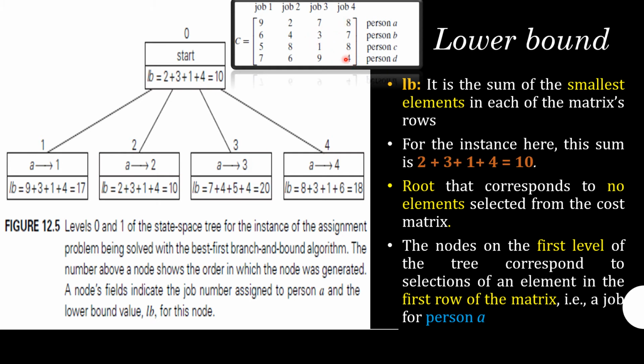You are not supposed to select 4, because it is present in the same column as what we have just assigned, job 4 to person A. So you are not supposed to take this 4. The next minimal value in the fourth row is 6, so that's why I'm selecting 6 here. So 8 plus 3 plus 1 plus 6 is equal to 18. This is how we need to construct a state space tree for the assignment problem.